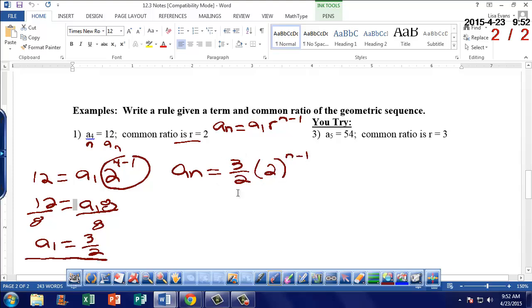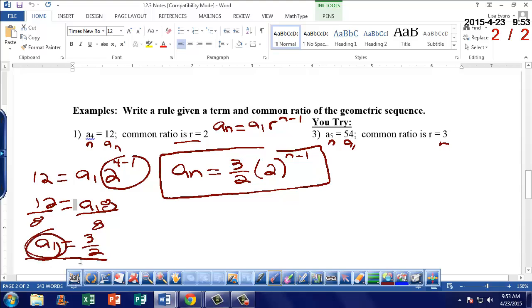And I would be perfectly fine if you wrote 3/2 as 1.5. That would also be acceptable. So here's the rule. Now I want you to try exactly what I did on this you try. We're going to put 5 in for n, 54 in for a sub 1, and 3 in for r. And then you're going to solve for your a sub 1, and then plug your a sub 1 and your 3 and your r back in.